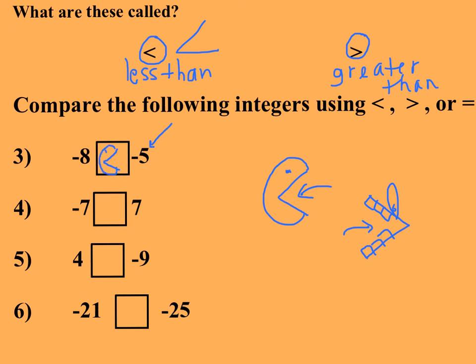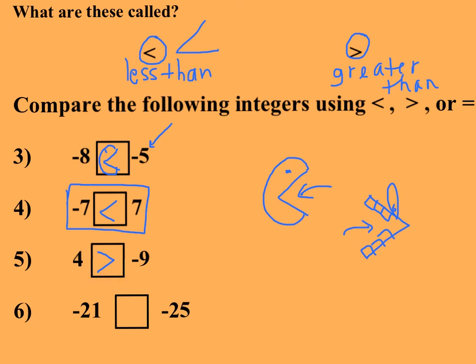Next one, we have negative 7 and positive 7. Well, that's going to be an easy one. Anytime you have a negative compared to a positive, the positive number is always going to be larger. And the way that we read this answer is we say negative 7 is less than positive 7. Okay, next we have 4 and negative 9. Again, the positive number is always larger than the negative. So the correct way to read this one would be 4 is greater than negative 9.